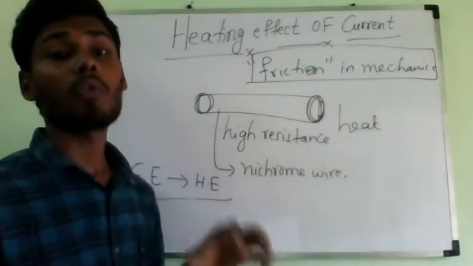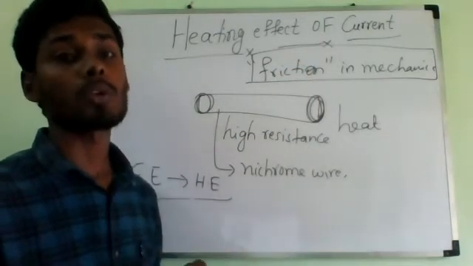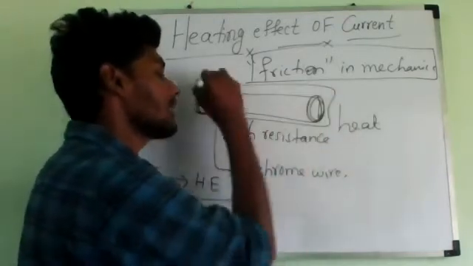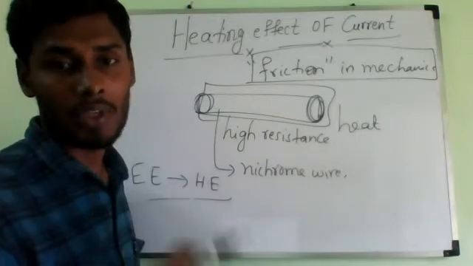Now we will derive the formula for calculating the heat produced when an electric current flows through this particular kind of resistance wire.